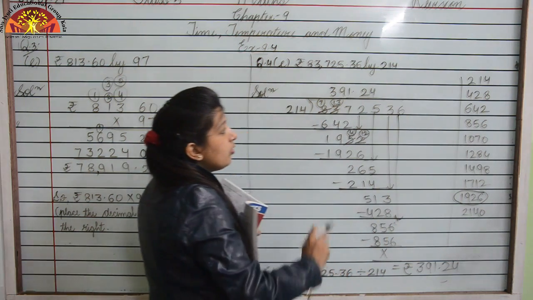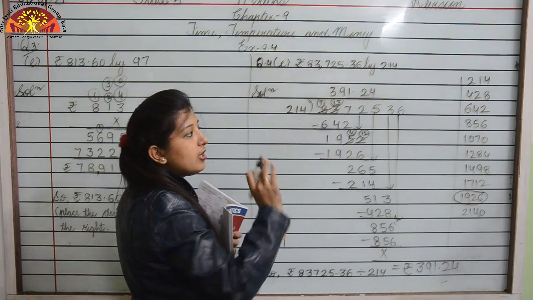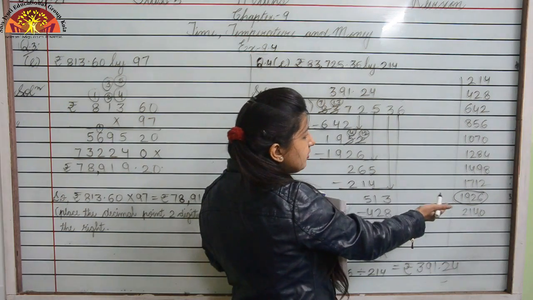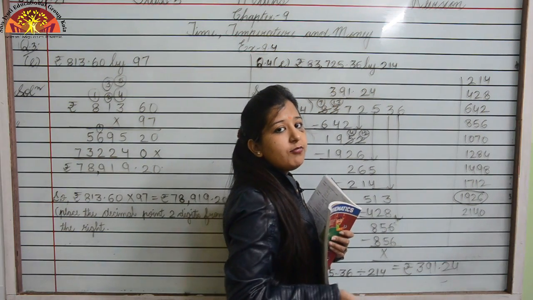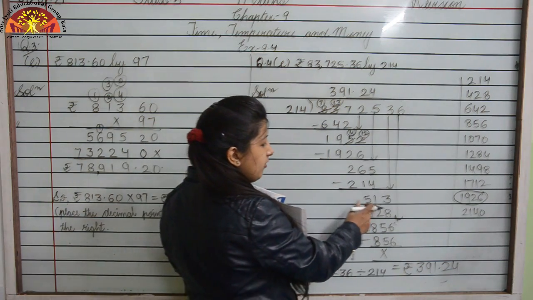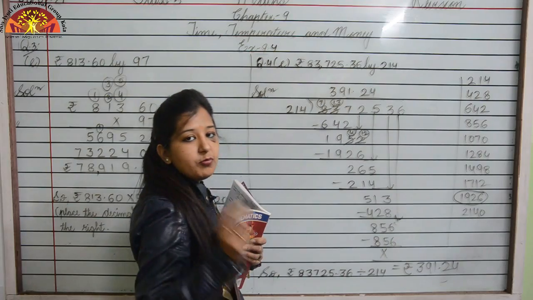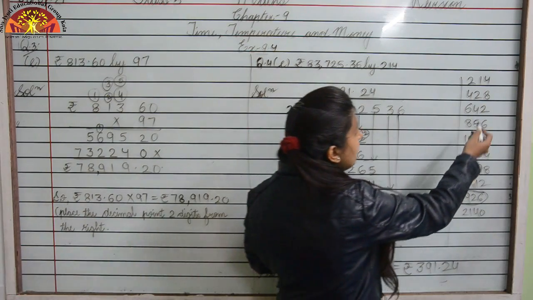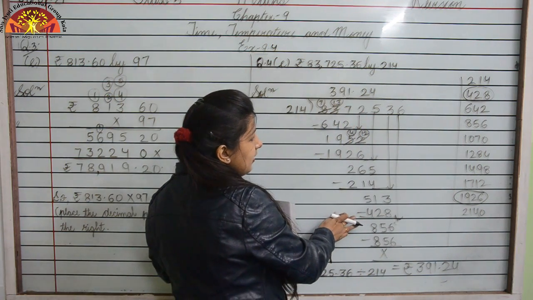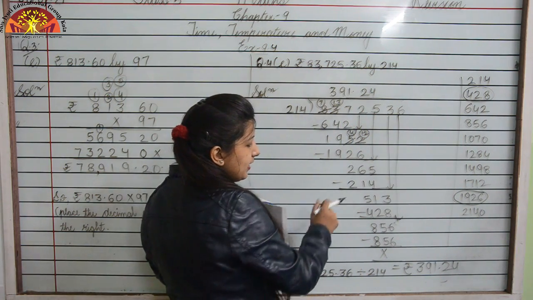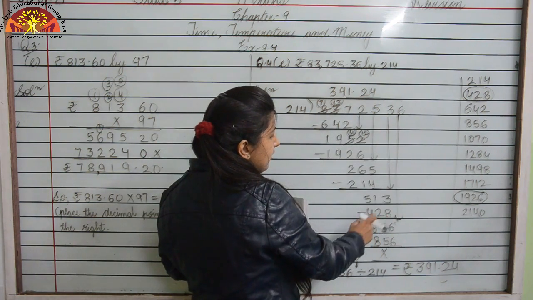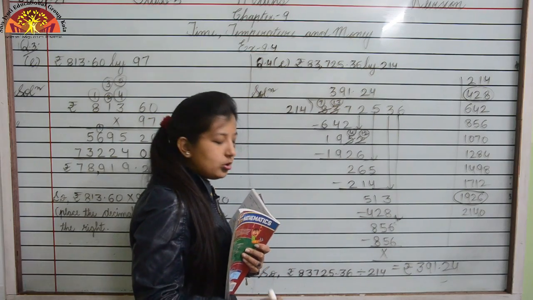513. Now we will check whether it is coming in the 214 table or not. So we can see 513 is not coming in the 214 table. So we will take the just smaller number from 513. So the just smaller number from 513 is 428. So we will write 428 here. 214 2s are 428. Now we will subtract both the numbers.